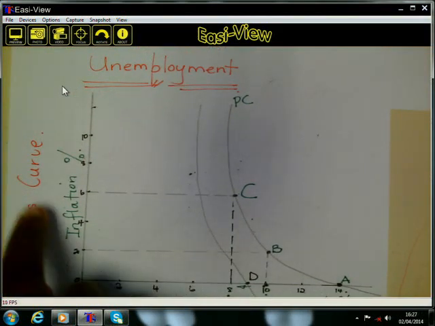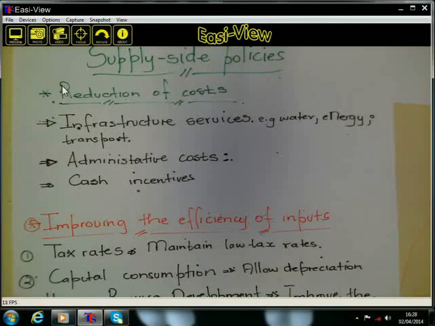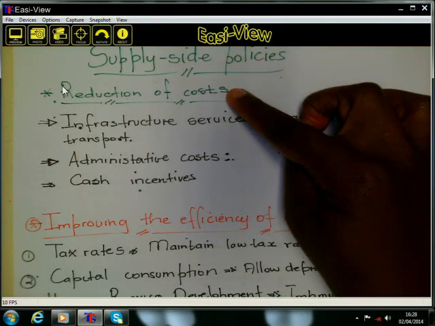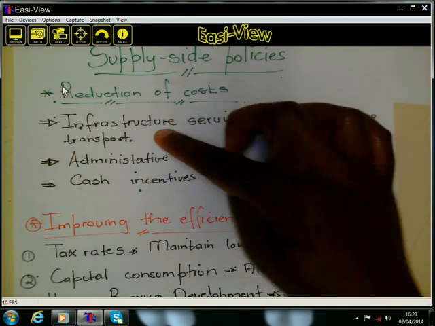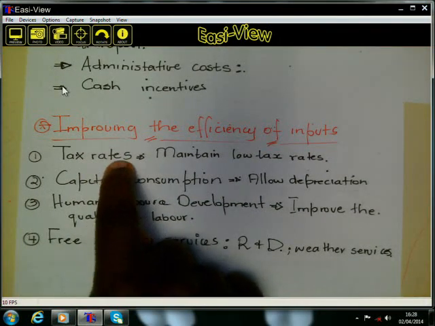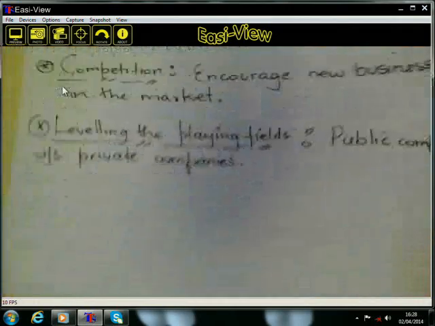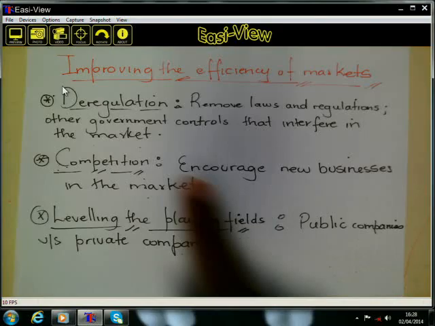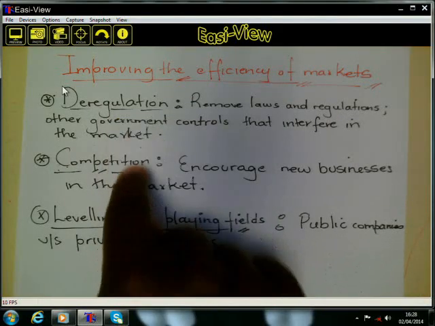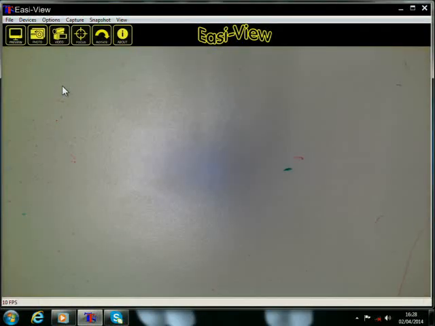So under unemployment, we were doing the Phillips curve, the one that we said shows the relationship between unemployment and inflation. And then on the supply side policies, we said there are three factors. One is the reduction of costs. The reduction of costs has got three subsections: infrastructure, administrative costs, and cash incentives. Under improving the efficiency of inputs, we've got tax rates, capital consumption, human resource development, and free advisory services. And then the last one, it was improving the efficiency of markets: deregulation, competition, and leveling the playing fields. So that is all about the new economic paradigm.